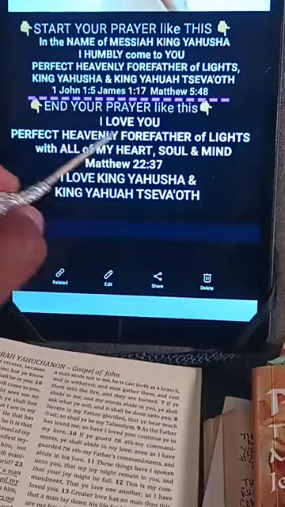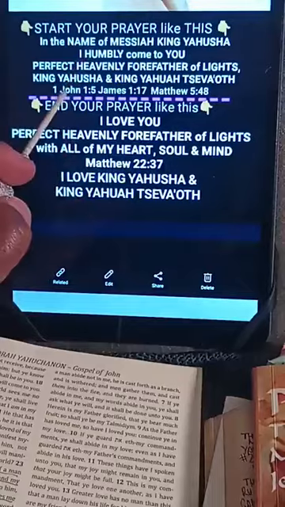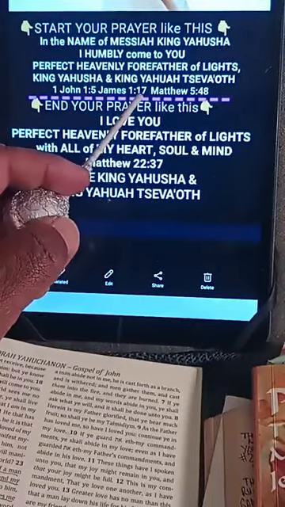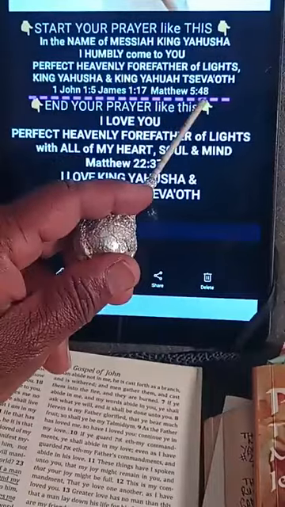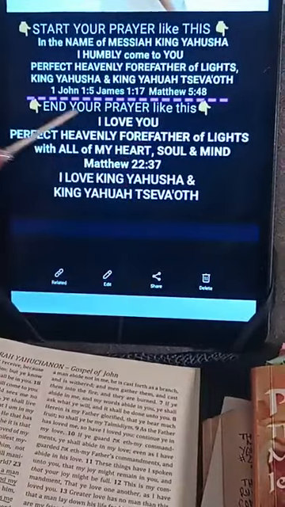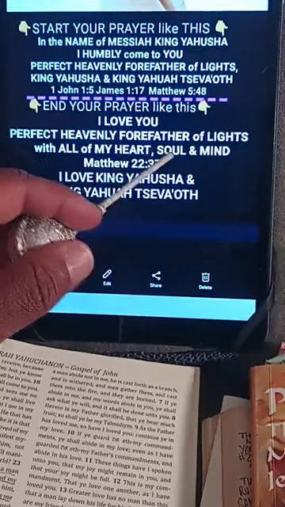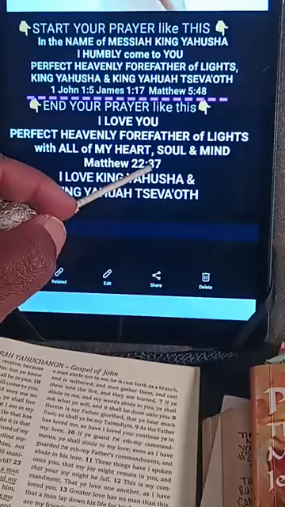End your prayer like this. I love you, perfect Heavenly Forefather of Lights. Oh, perfect Heavenly Forefather of Lights has Bible verses right here: 1 John 1:5, I read that to you, and James 1:17. And Messiah King Yahushua said, be perfect like your Father in heaven is perfect. That's Matthew 5:48. End your prayer like this: I love you, perfect Heavenly Forefather of Lights, with all my heart, all my soul, and all my mind. The Bible verse for that is Matthew 22:37.